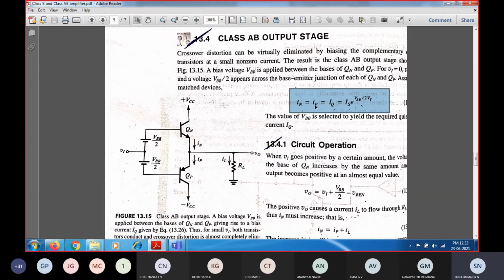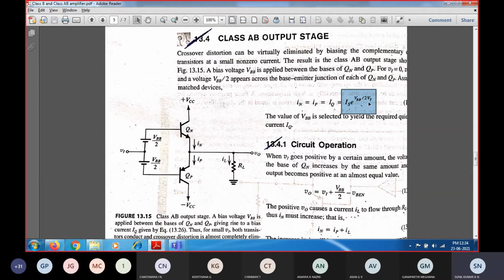This is the current expression which is going to be useful here. IN will be equal to IP because QN and QP are both complementary transistors, so this will remain the same. The current flowing in QN will be equal to the current in QP. Both will be the same, and the value of IQ, that is the quiescent current, will be equal to IS times e to the power VBE by 2 times VT.